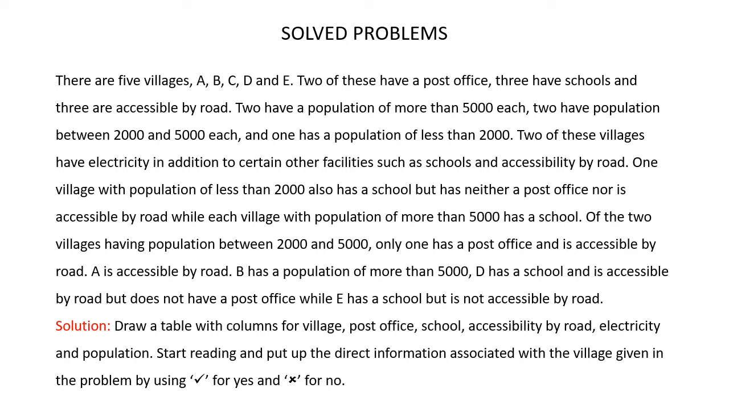So first draw a table with columns for village, post office, school, accessibility by road, electricity and population. Start reading and put up the direct information associated with the village given in the problem by using tick mark for yes and cross for no.